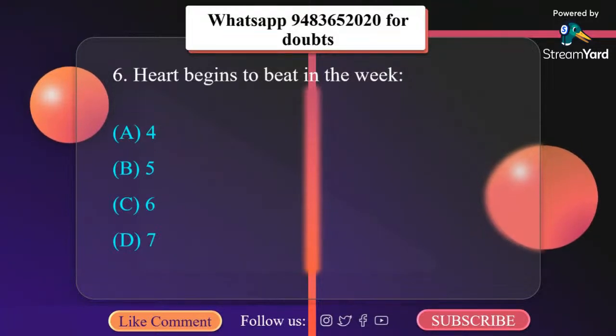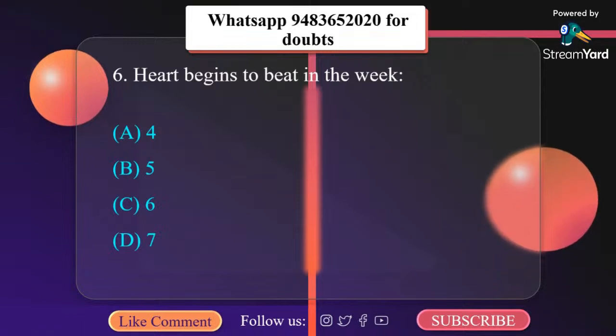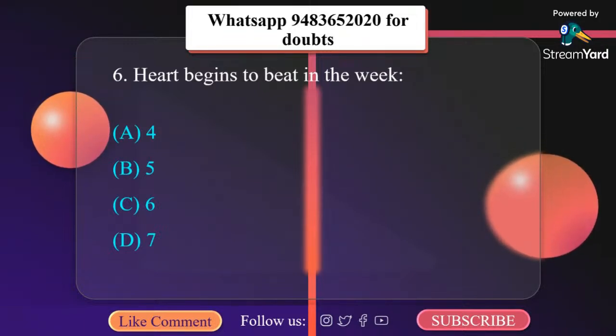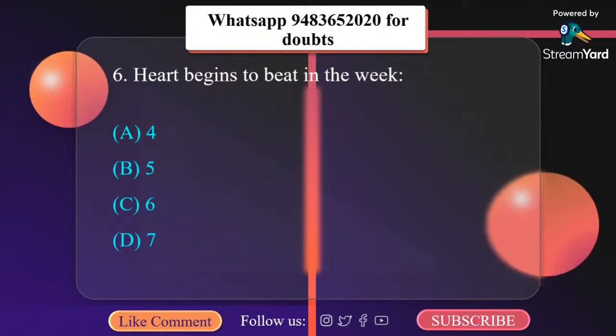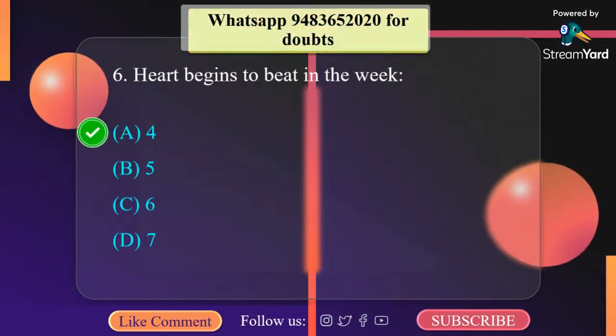Heart begins to beat in A. 4 weeks, B. 5 weeks, C. 6 weeks, D. 7 weeks. Heartbeat begins by day 22 post ovulation and can be detected by Doppler ultrasound. It is week 4 post ovulation or fertilization and week 6 from LMP, last menstrual period. So the correct answer here is A, 4 weeks.